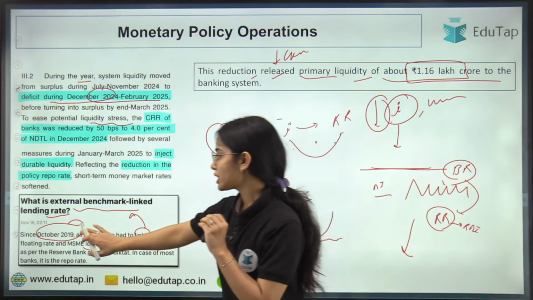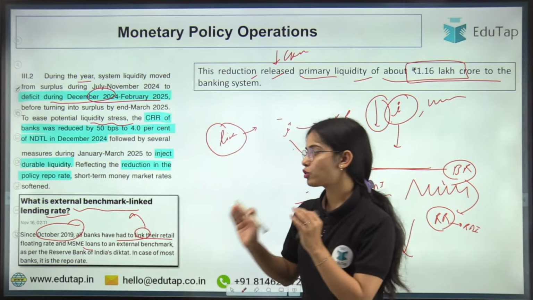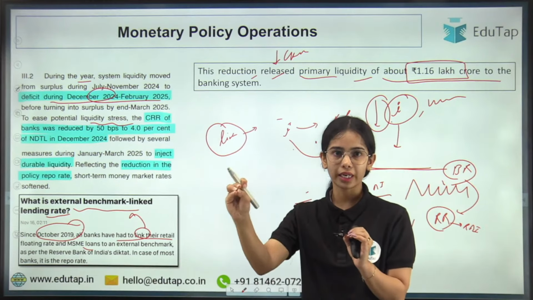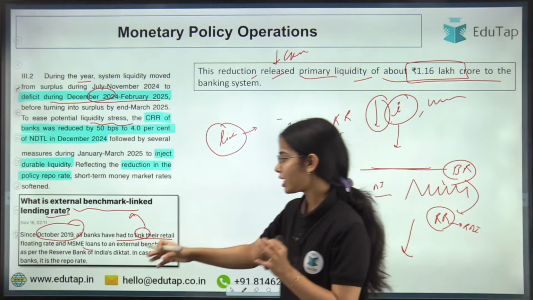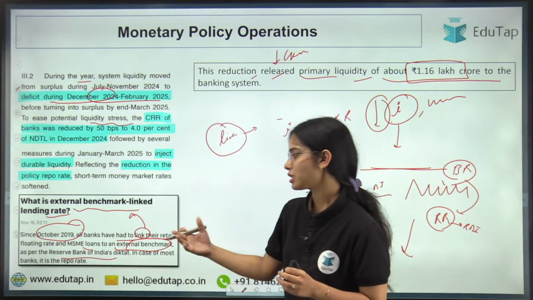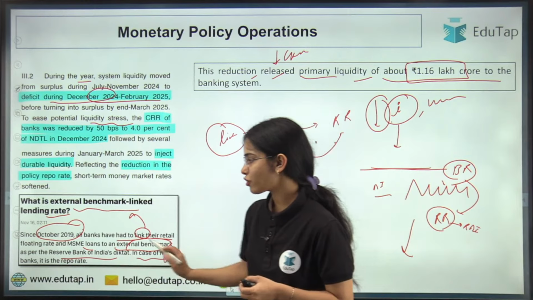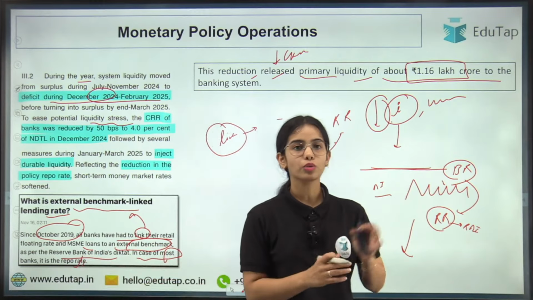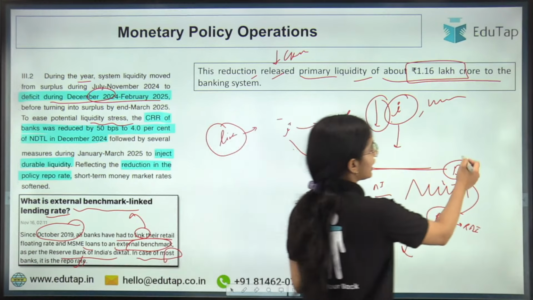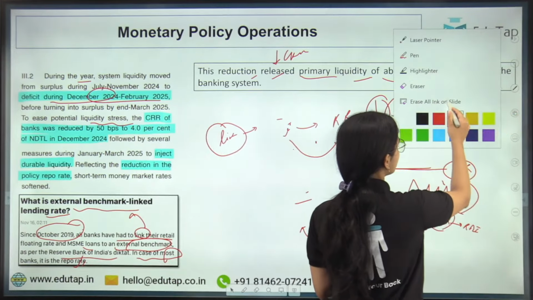So since October 2019, all the banks have to link their retail loans that have the floating, the changing rate, and the MSME loans to the external benchmark as per the Reserve Bank of India's dictate, and in case of most banks it is the repo rate. So this is the basic idea. Any confusion here? External benchmark linked rate, clear?